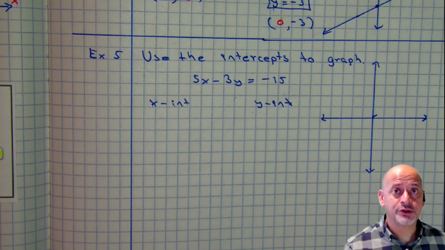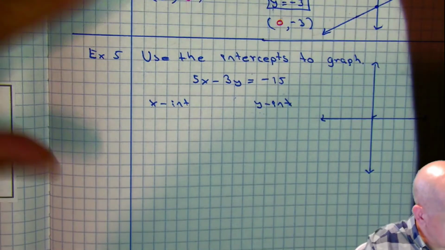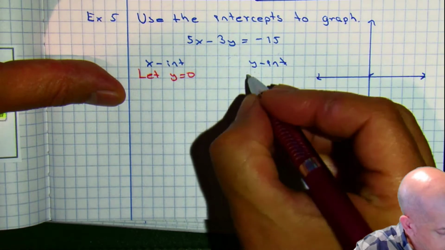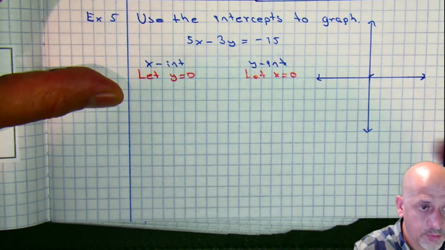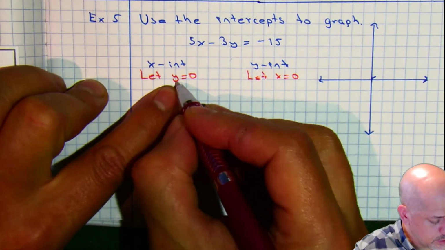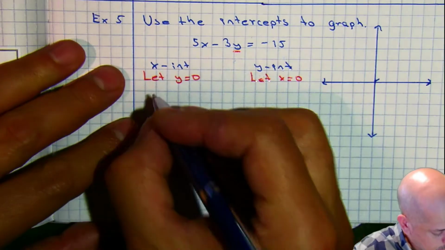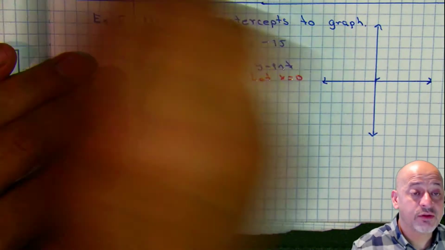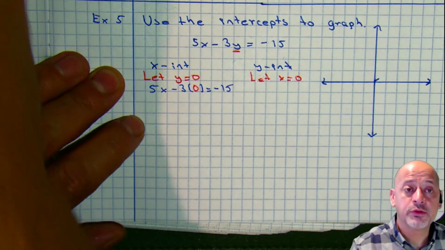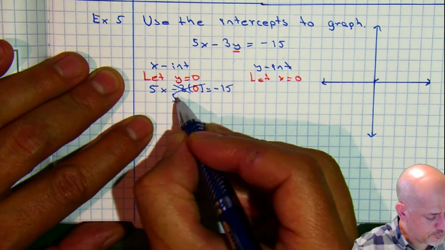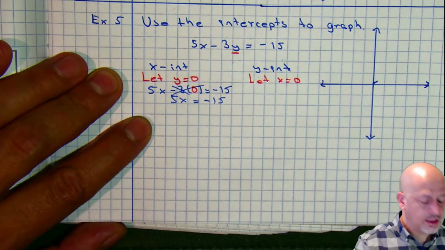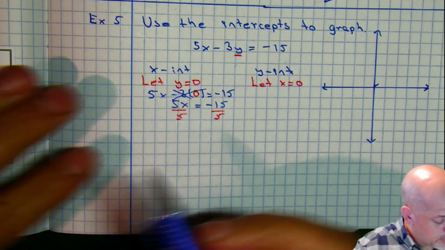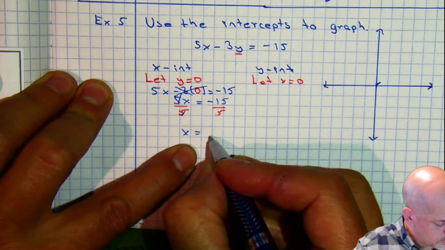You got it? Are you sure? Perfect. So now to find your x-intercept, we're going to let y equal 0. And to find your y-intercept, we are going to let x equal 0. Let's plug in a 0 instead of the y. We have 5x minus 3y equals negative 15. Negative 3 times 0 is 0. So we have 5x equals negative 15. Now the last step is to divide by 5. My 5 cancels, so therefore x equals negative 3.